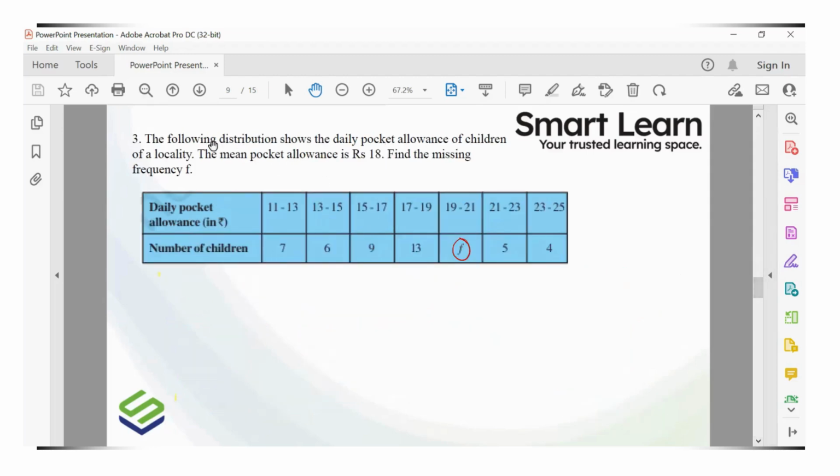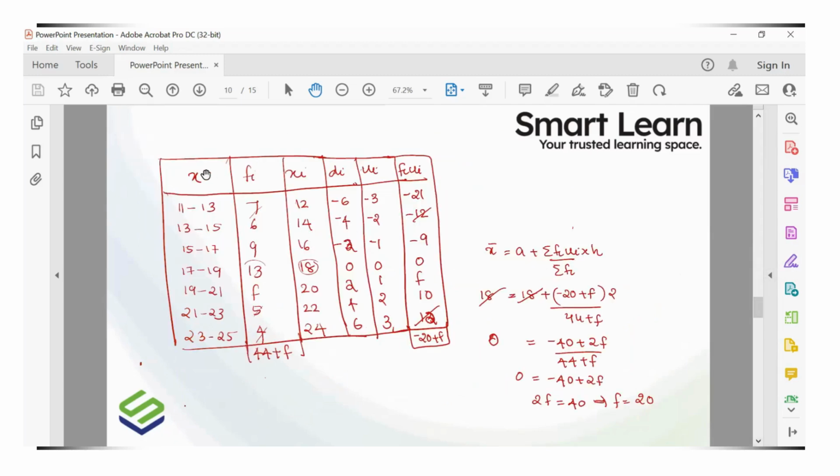Now next. Here the question is you have to find the missing frequency. Missing frequency means how you can do, children. Look, I am using the step deviation method, okay? So 11 to 13, 13 to 15. So fi is given, xi is the middle value. di is what? xi minus a. Here I am taking a as 18. So 12 minus 18 is minus 6, minus 4, 16 minus 18 is minus 2, 0, 2, 4, 6. Here with this 2, now I have to divide, ui is di by h. So minus 3, minus 2, minus 1, 0, 1, 2, 3. Then I will do fi ui.